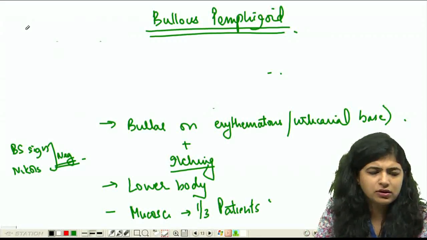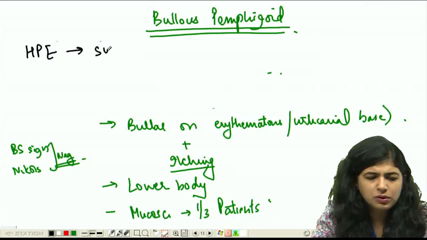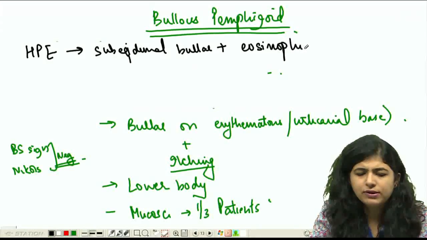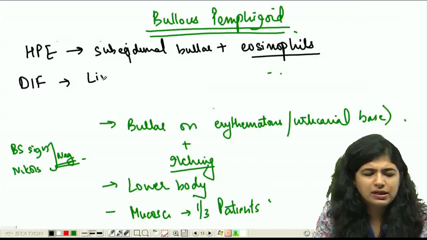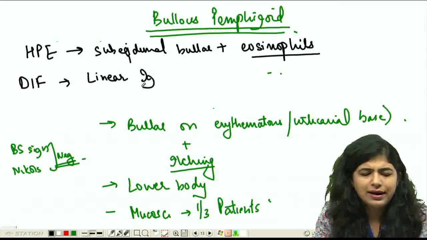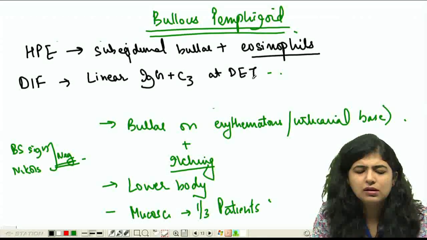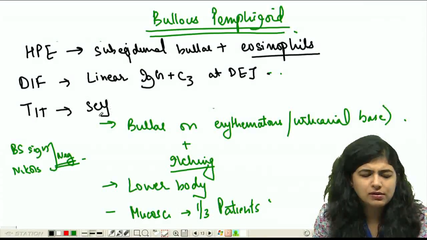Okay, then you do the histopathology. You do the skin biopsy. There it will again be a subepidermal bulla with eosinophilic infiltrate. Then you do the DIF. The DIF will be linear IgG and C3 at the dermoepidermal junction. And how do you do the treatment? It is mostly self-limiting.